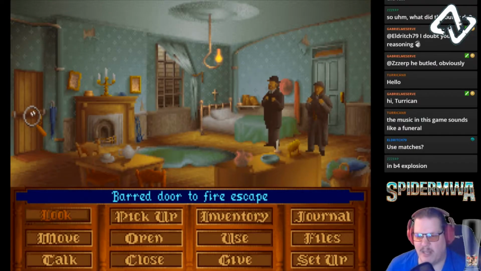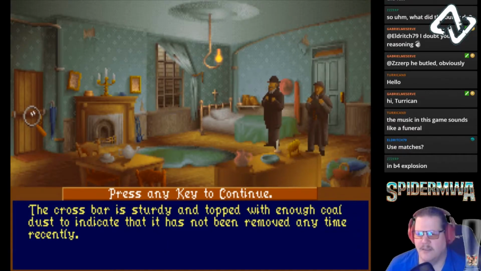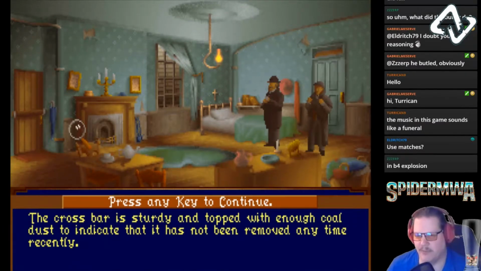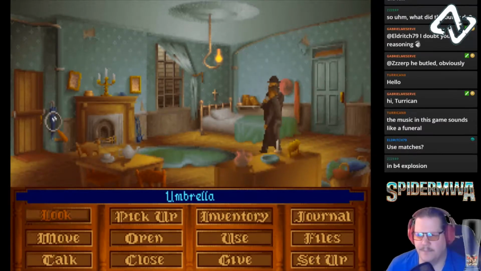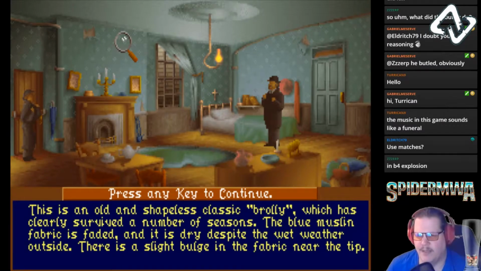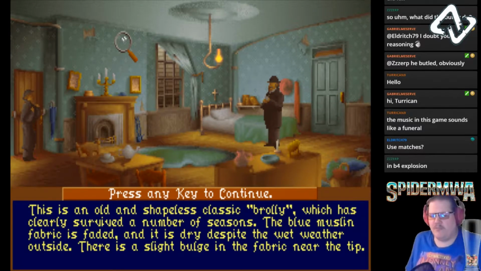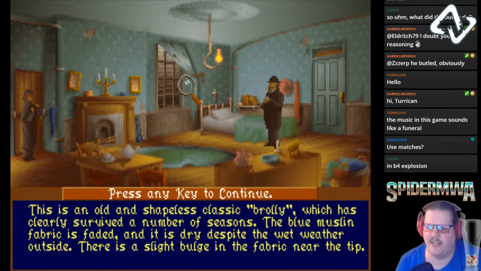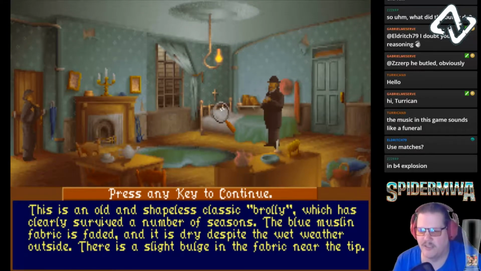Well, quite the place. The crossbar is sturdy and topped with enough coal dust to indicate that it has not been removed any time recently. This is an old and shapeless classic brolly, which has clearly survived a number of seasons. The blue muslin fabric is faded and it is dry despite the wet weather outside. There's a slight bulge in the fabric near the tip.